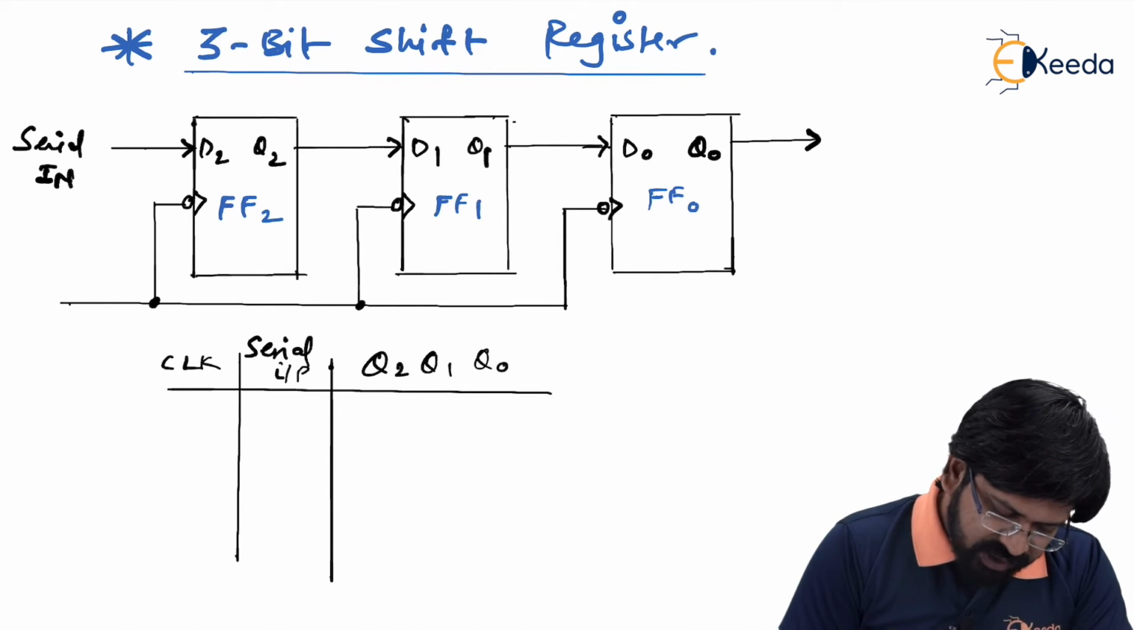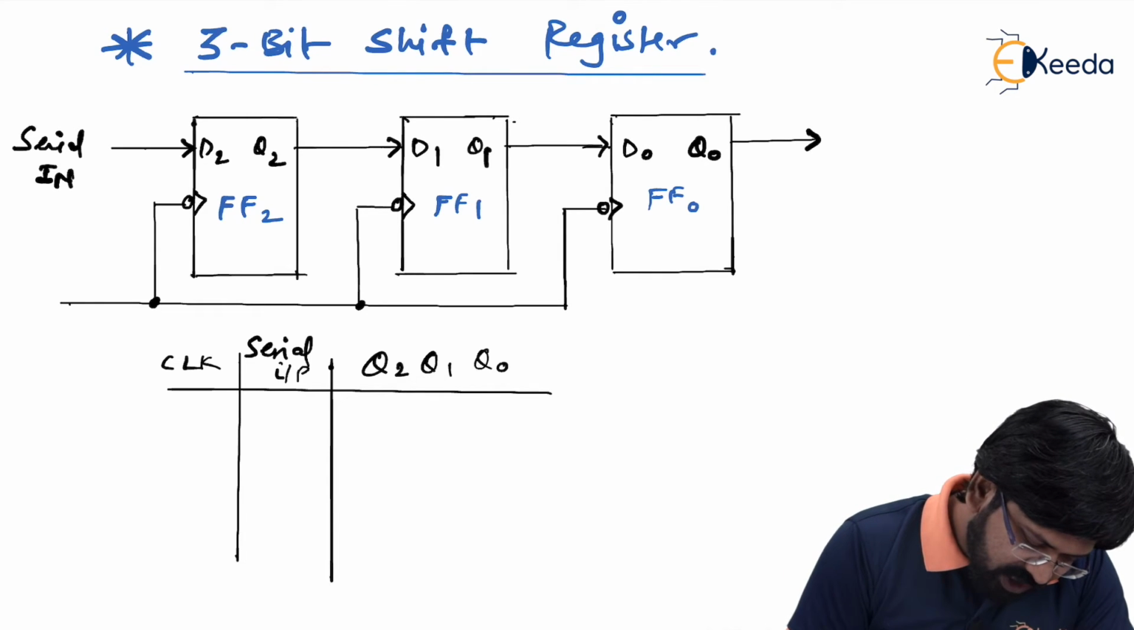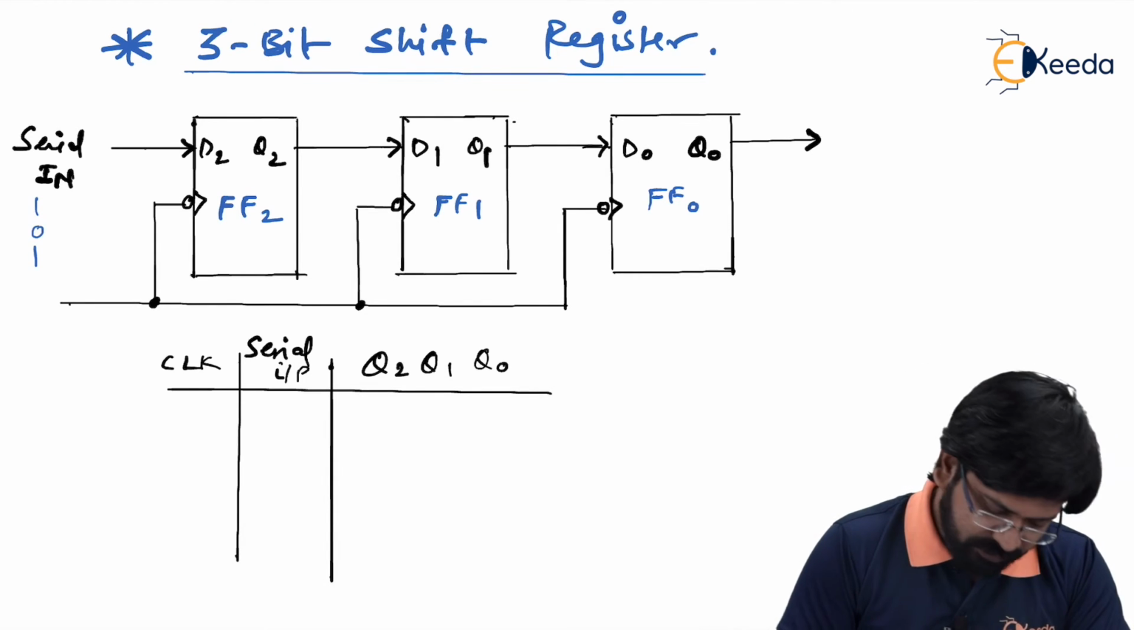Now, since it is serial input, it means I cannot apply more than 1 bit at a time. So I can apply only 1 bit at a time. So let me assume my serial data which I have to apply is actually 101. So in this sequence only I am going to apply those inputs.